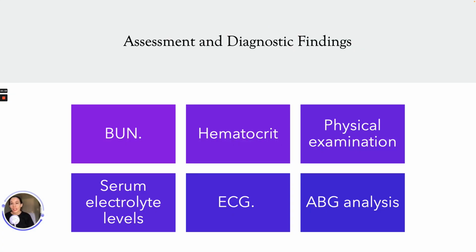So as the nurse, our assessment and diagnostic findings are going to include looking at the BUN, which can be decreased in fluid volume excess due to plasma dilution. We're going to look at hematocrit, so levels in fluid volume deficit are greater than normal because there is decreased plasma volume. We're going to do a physical exam to observe signs and symptoms of imbalances. We're going to look at serum electrolyte levels to check for imbalances. We're going to look at EKGs to see if there are any changes due to fluid and electrolyte imbalances. And we're going to look at arterial blood gases to analyze acid-base imbalances.